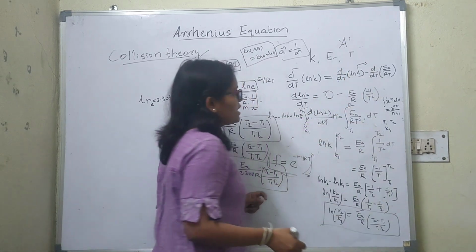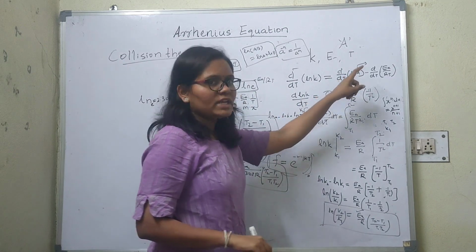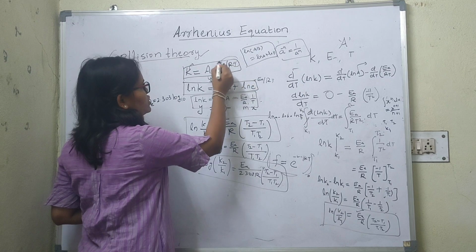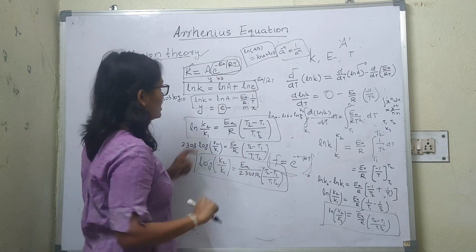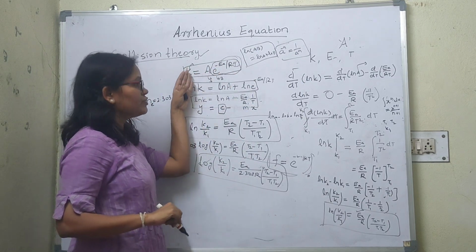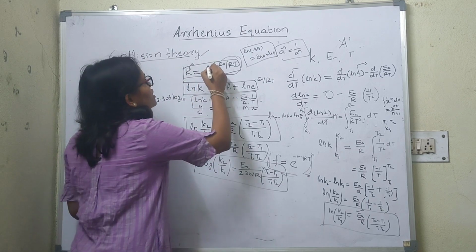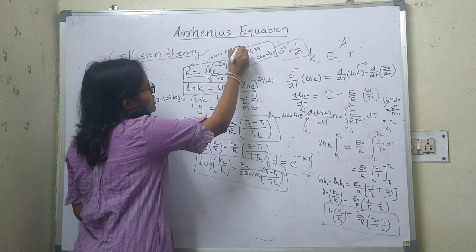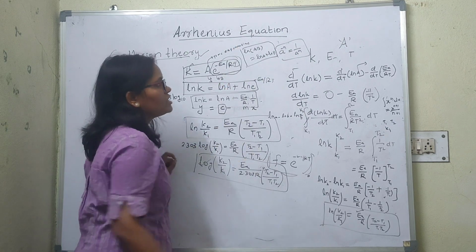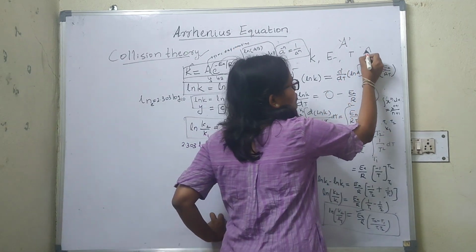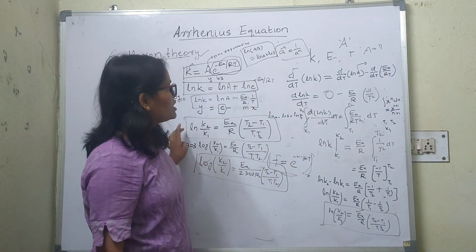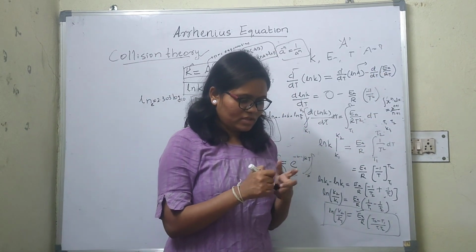I have told you about A, that is the pre-exponential factor. Here we see that this is an exponential term, and this factor comes before this exponential term. Therefore, this is called the pre-exponential factor. Now my question is, what are the units of A? What are the units of the pre-exponential factor? Do let me know in the comment section.